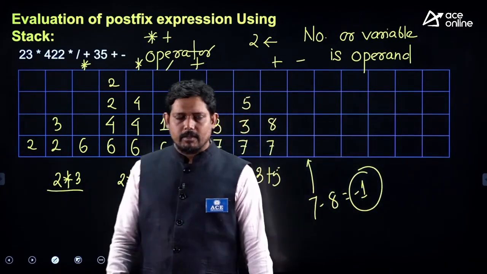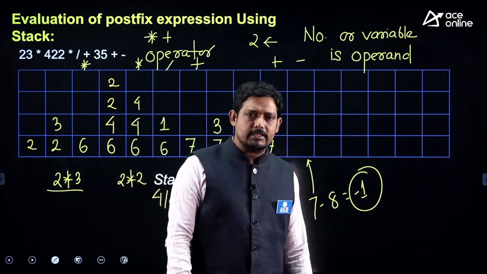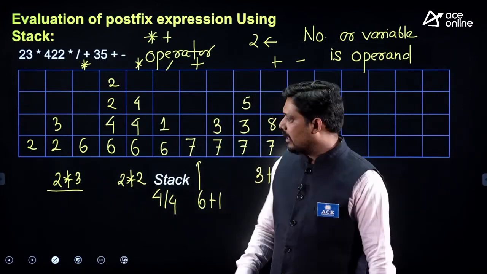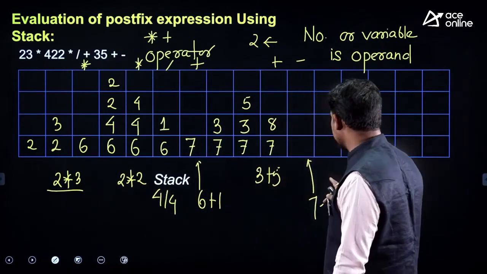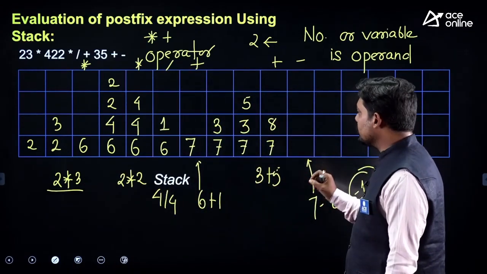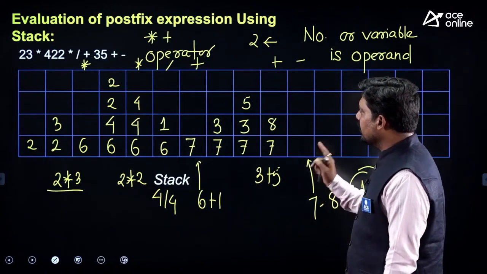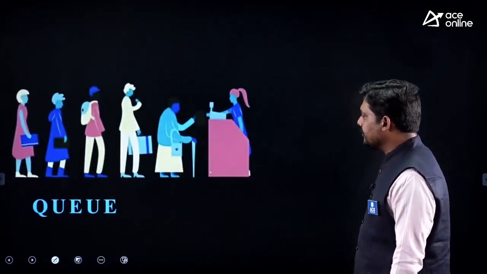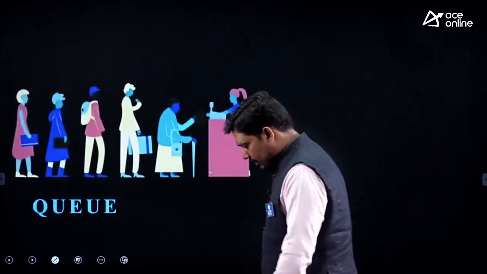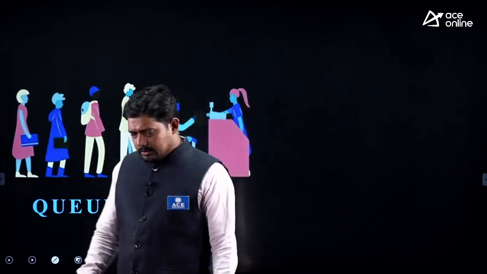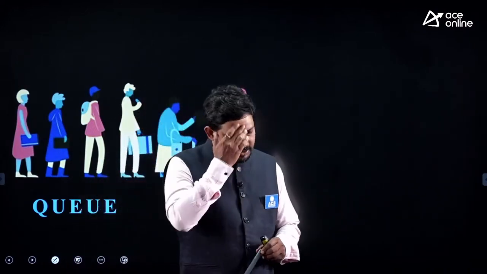Please remember that the top of the stack is the second operand, and top minus 1 is the first operand. That is how the expression is evaluated here. So that is the thing about the structure.